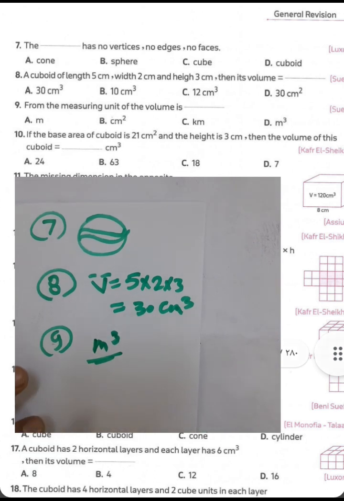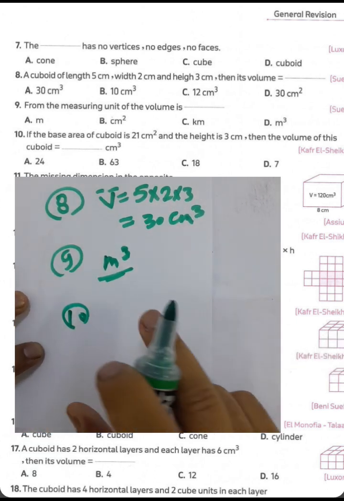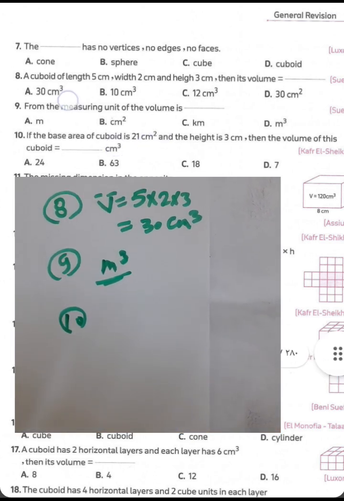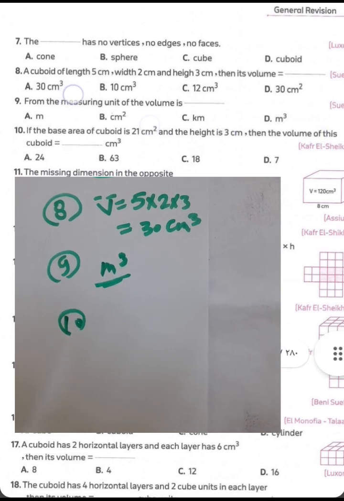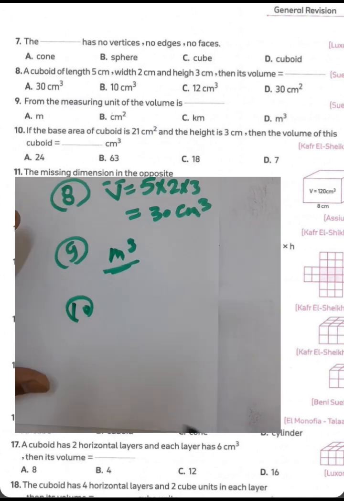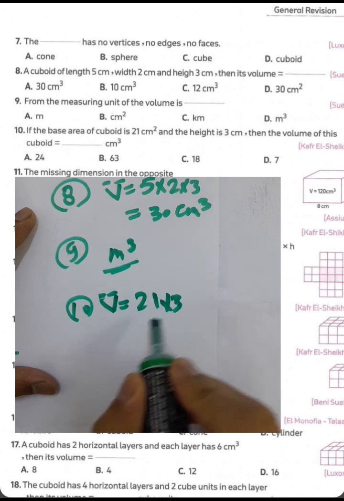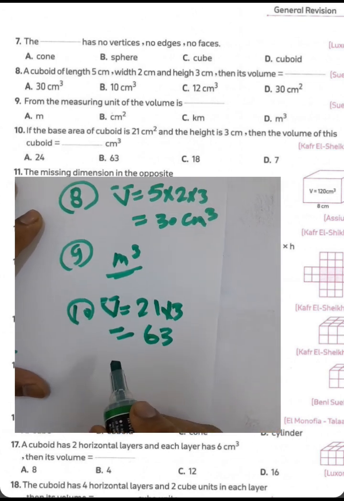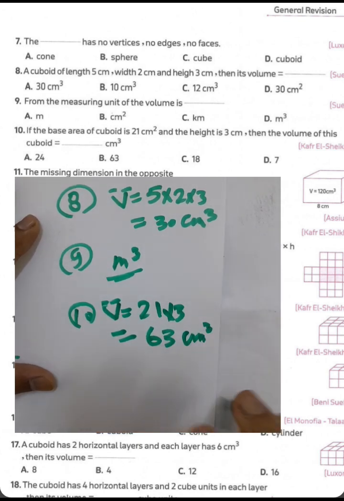Question number 10. If the base area of the cuboid is 21 square centimeters and the height is 3 centimeters, the volume of the cuboid will be base area times the height. Base area was 21. Height was 3. 3 times 1 equals 3. 3 times 2 equals 6. Then the volume will be 63 cubic centimeters.